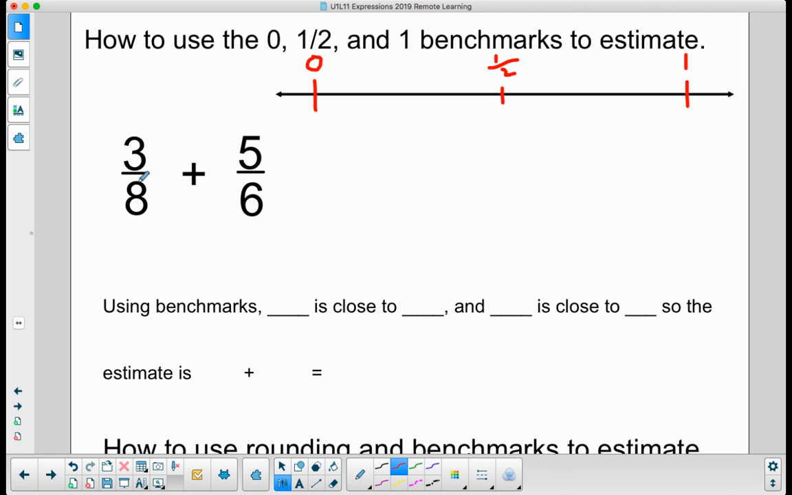So as I'm using 3/8 plus 5/6, I'm going to think, where is 3/8? Well, I know 4/8 is half, so 3/8 is about right here somewhere. All right, 3/8 is 3/8 from 0, but 1/8 from a half. So it's close to a half. So my estimate, 3/8 is about 1/2.